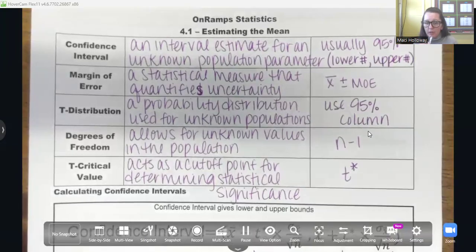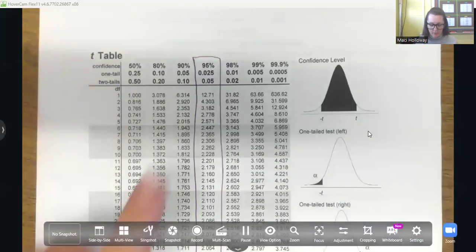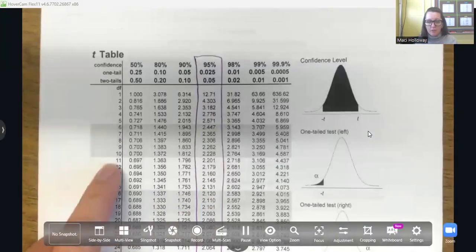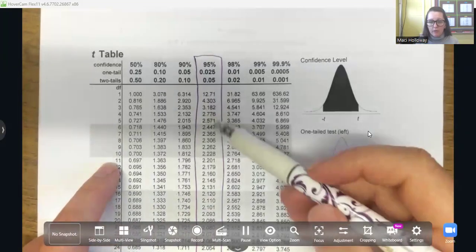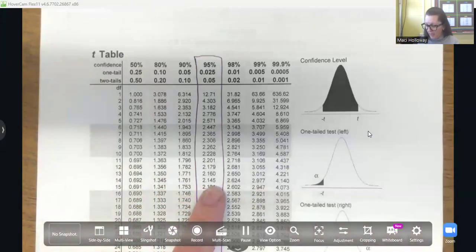Your t-critical value acts as a cutoff point for determining statistical significance. So our t-critical value is what you'll be finding in this column here. Depending on your degrees of freedom, your t-critical value will be one of the numbers that aligns with the number of degrees of freedom that you have.